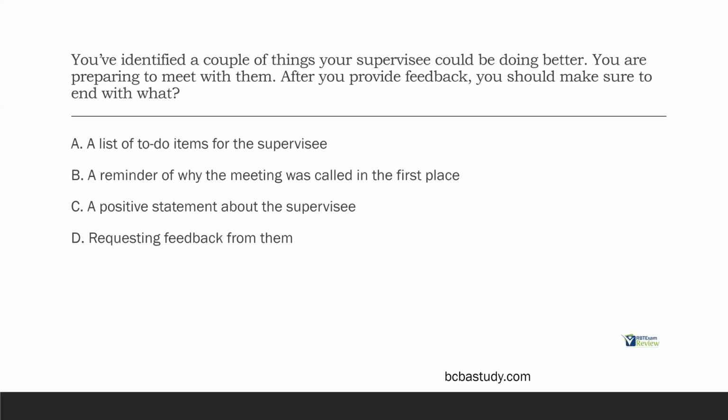D, request feedback from them. You should always get feedback from your supervisees. When you do that, that's up to you. But super honest feedback makes you a better supervisor in BCBA. But ending the meeting, end on a positive note, end with a positive statement about your supervisee so everybody leaves feeling happy and encouraged. Giving feedback should not be an inherently negative thing. Your supervisees shouldn't feel worse when they leave. They need to feel better and encouraged. So you should end with a positive statement to ensure they feel uplifted and ready to continue working.